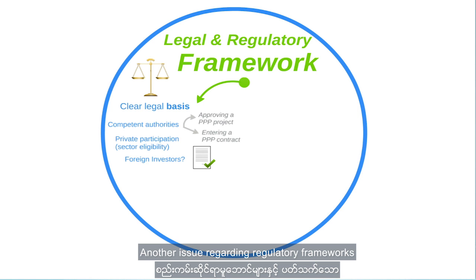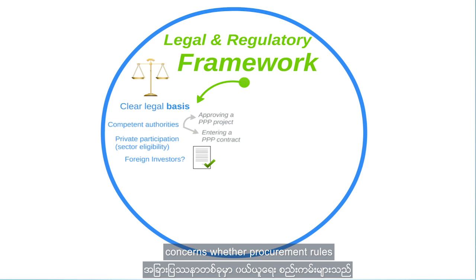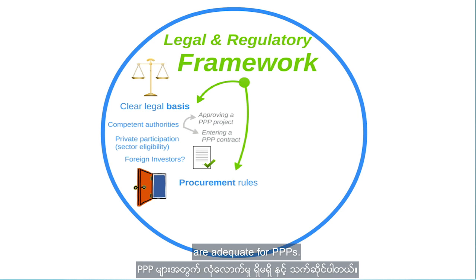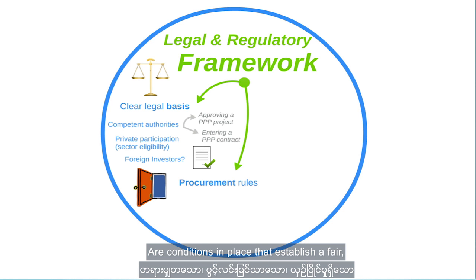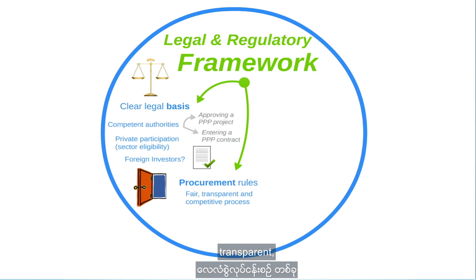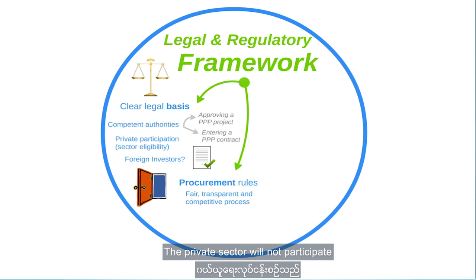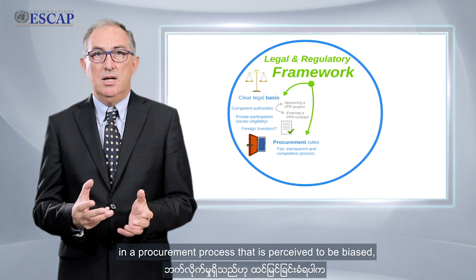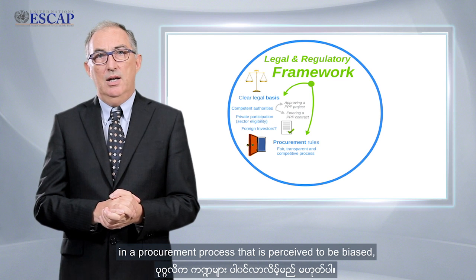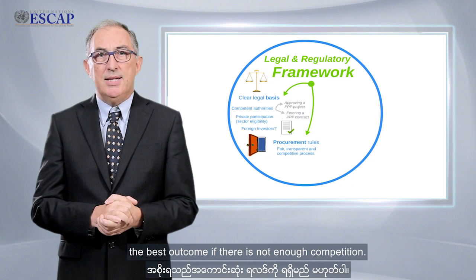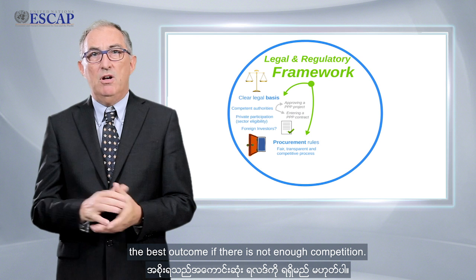Another issue regarding regulatory frameworks concerns whether procurement rules are adequate for PPPs. Are conditions in place that establish a fair, transparent, and competitive bidding process? The private sector will not participate in a procurement process that is perceived to be biased, and the government will not achieve the best outcome if there is not enough competition.